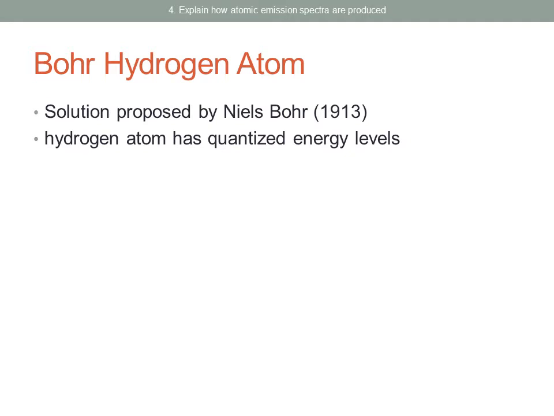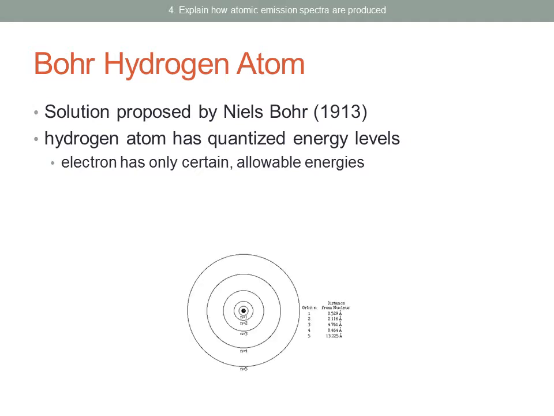Now, this is not the first time we've seen this term quantized or quantum. We'll explain what that means here in relation to this atom in just a second. What that tells us is that the electron has only certain allowable energies. In other words, the electron that makes up the hydrogen atom cannot have any random energy. It's only limited to certain values.